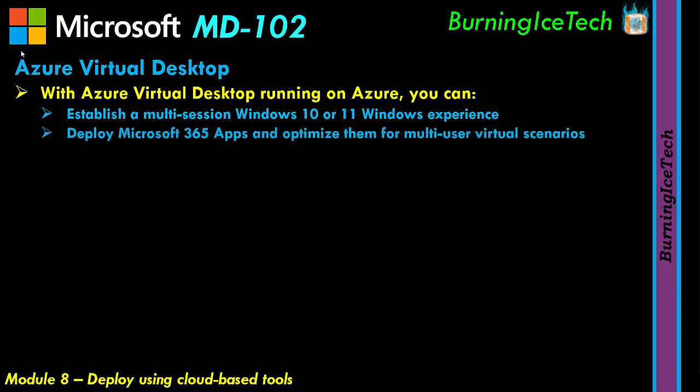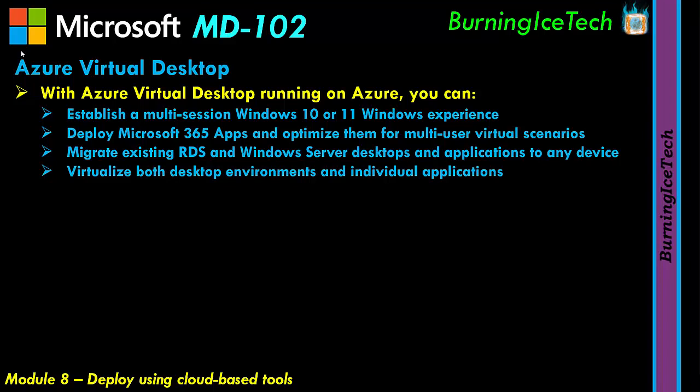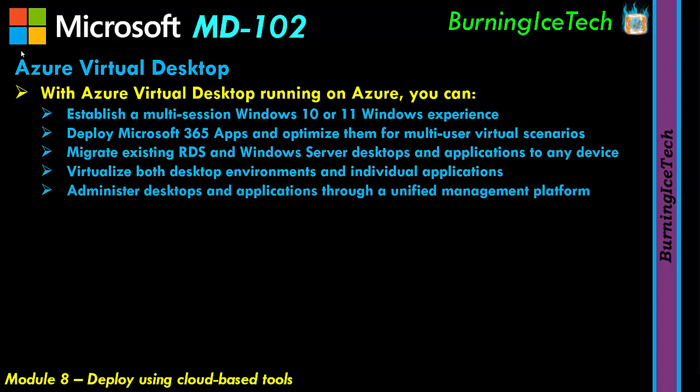Deploy Microsoft 365 apps and optimize them for multi-user virtual scenarios. Migrate existing RDS and Windows Server desktops and applications to any device. Virtualize both desktop environments and individual applications. And lastly, administer desktops and applications through a unified management platform. Now, there it is again. We're talking again about the unified management platform. And this is the same, or very close to the same, as that co-management we spoke about earlier.